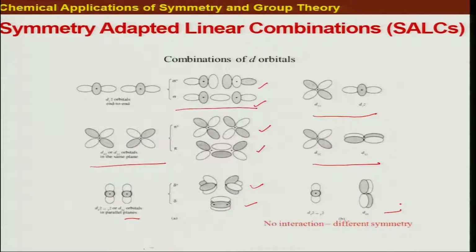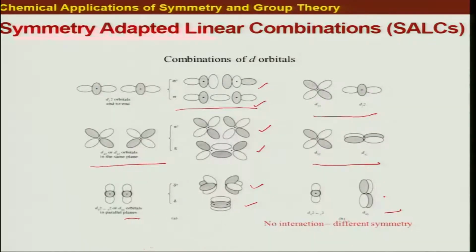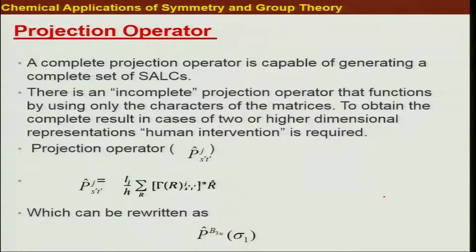Now we need to find out which orbitals in a given molecule can form a linear combination to give rise to molecular orbitals, meaning the orbitals that are formed should comply with the symmetry of the molecular point group, right? So how do we find that out? That we started with in the last class. We said that there is a tool called the projection operator, and the projection operator can give us information about which orbitals can linearly combine and give us symmetrically allowed molecular orbitals.